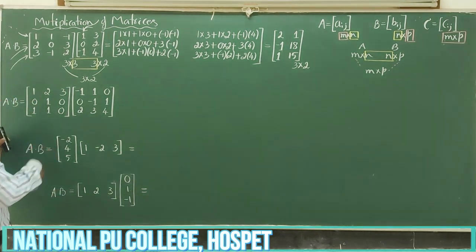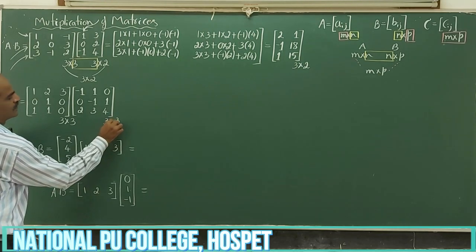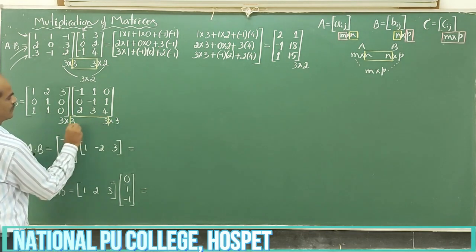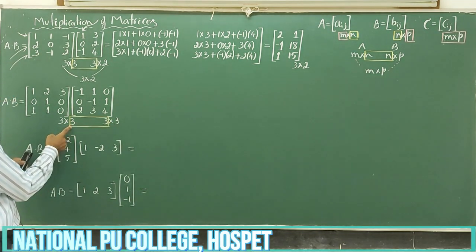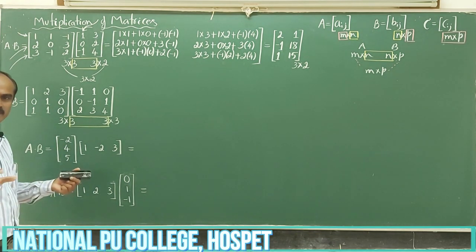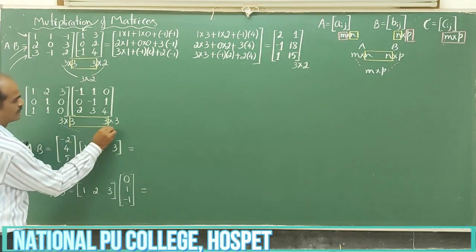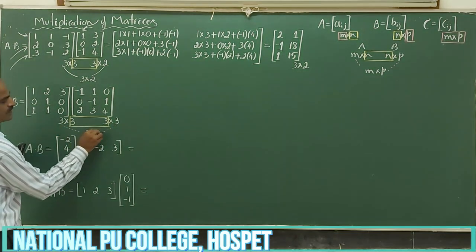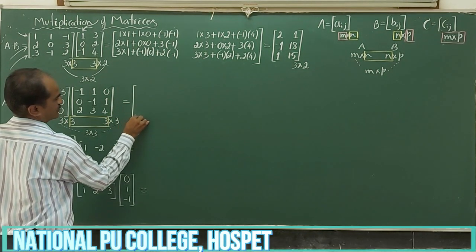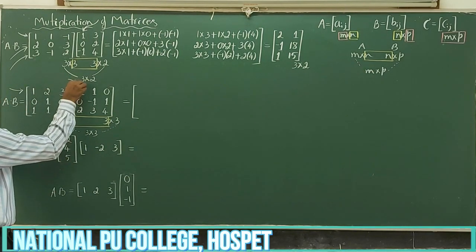Now here I have taken matrix A 3 by 3, matrix B 3 by 3. Number of columns of first matrix same as the number of rows of second matrix. Matrix multiplication is defined. What is the order of resulting matrix? Yes, you are going to get 3 by 3 matrix. Now start obtaining that. First row elements, first column elements here.